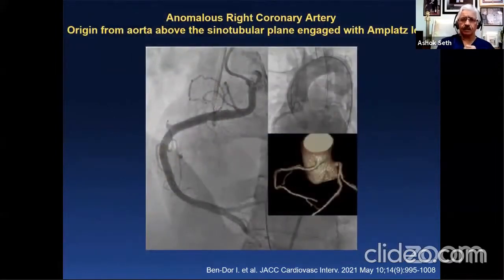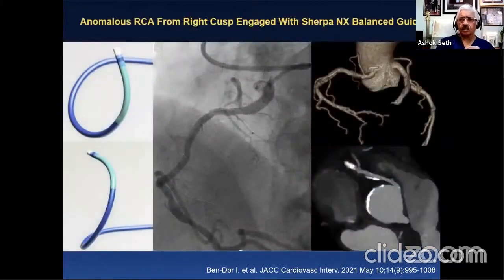This is what I was talking about. If the anomalous RCA arises above the left main, it can be intubated using an Amplatz catheter. Yes, there is the Sherpa NX balance guide. It's got double curves. It uses the opposite walls. One curve is here, that's the secondary curve. There's another primary curve this side, and therefore it intubates it. But I'm going to actually show you how these catheters can be created in the lab. I've never needed to use these catheters, and that's the reason I haven't had them.